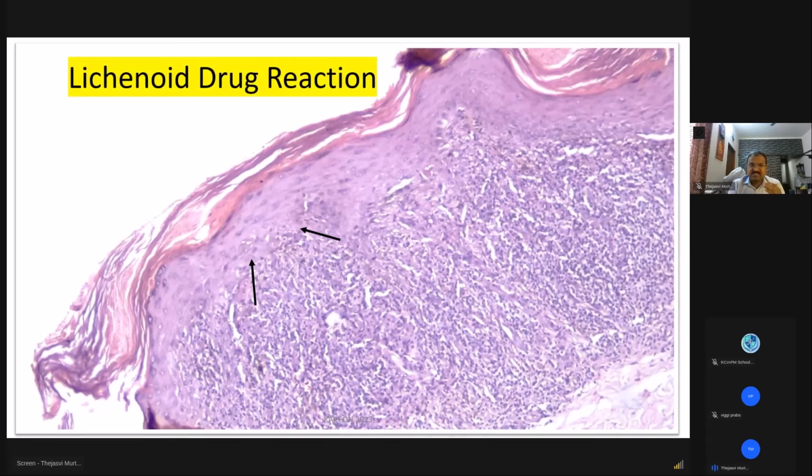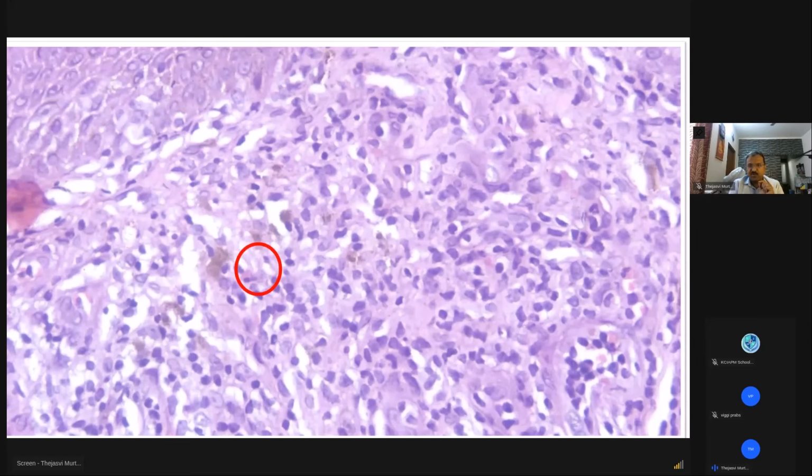The lichenoid response is exaggerated. That is, it is going closer to the granular layer. So an exaggerated lichenoid response is what you will see in drug reaction. But you have something additional to look for here. You have to look for eosinophils.